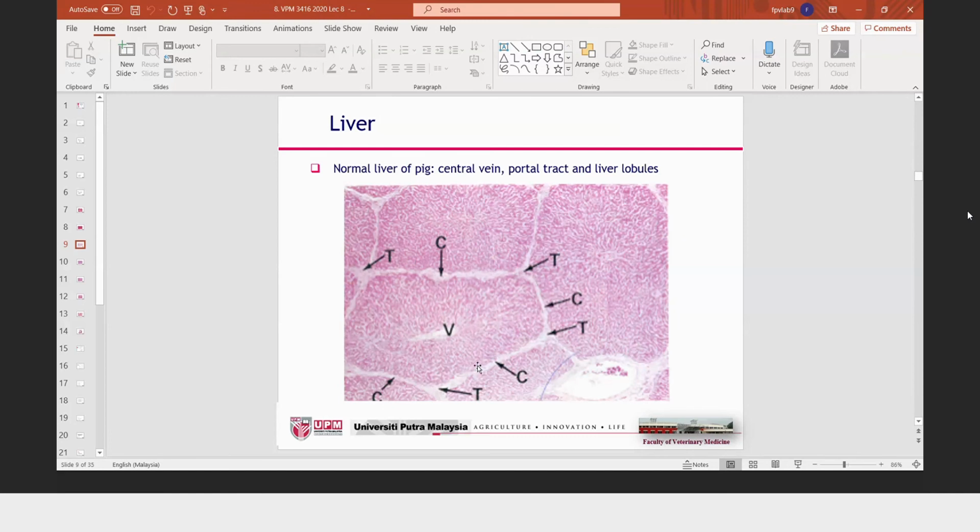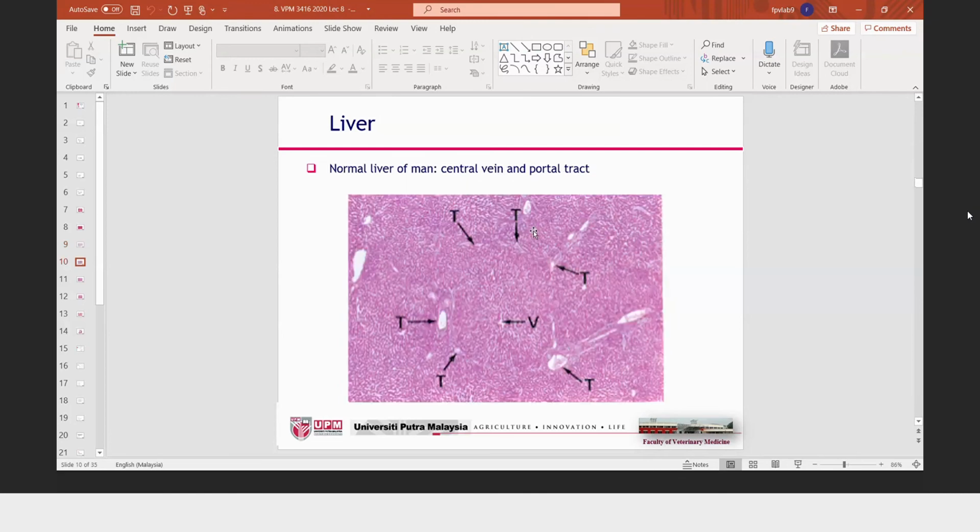So I mentioned earlier, this is normal in pig, but in other species, when you see this connective tissue covering the lobule very clearly, actually they have undergone fibrosis. But in this case, they are normal. For example, in human, you hardly see very clear demarcation as what you observed just now in the pig, isn't it? Because if you look carefully there, the lobule probably follows this line.